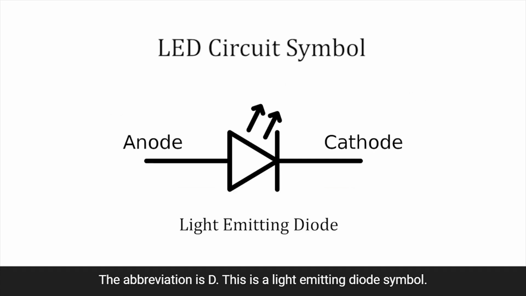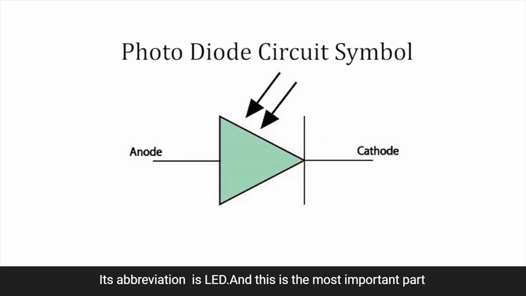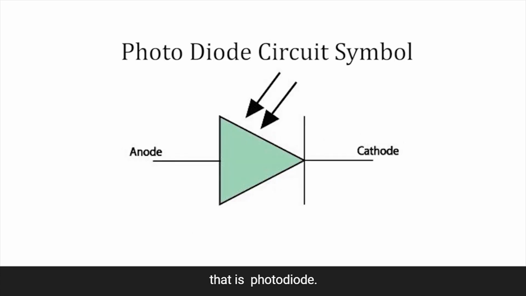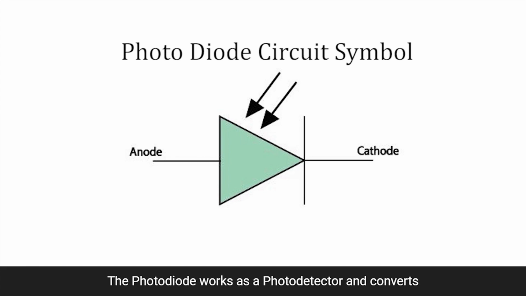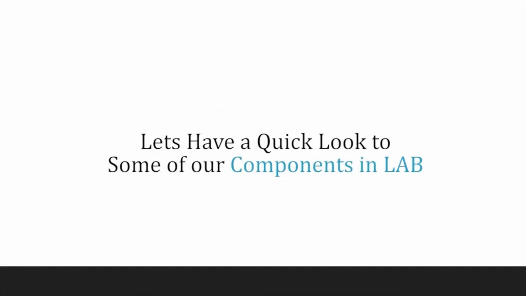This is the light emitting diode symbol. An LED is used to emit light when a current is passed through the device. Its abbreviation is LED. And this is the photodiode. The photodiode works as a photodetector and converts light into the corresponding voltage or current.